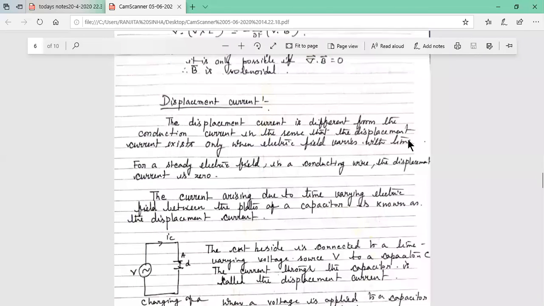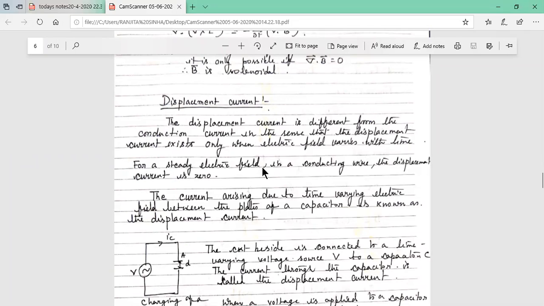So when does displacement current arise? Only when the electric field varies with time. So displacement current arises only for a time varying electric field. This is also given frequently in MCQ questions, with different options such as time varying magnetic field, or time varying electric field. When displacement current arises, it arises only for the time varying electric field, where the electric field varies with time.